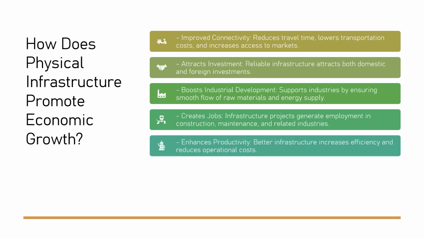Enhances productivity. Physical infrastructure directly affects the productivity of an economy. For example, reliable electricity supply allows businesses to operate without interruptions, while good roads and transportation systems reduce delivery times and transportation costs. These improvements in efficiency translate to higher output, lower costs, and increased profitability for businesses, which leads to overall economic growth.